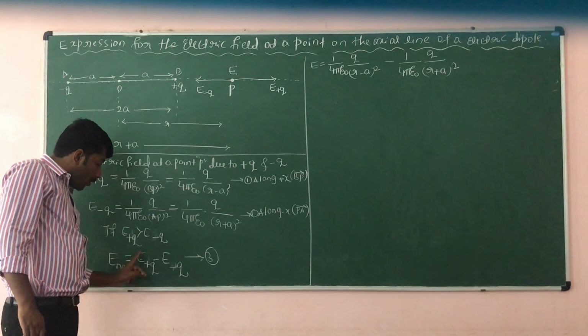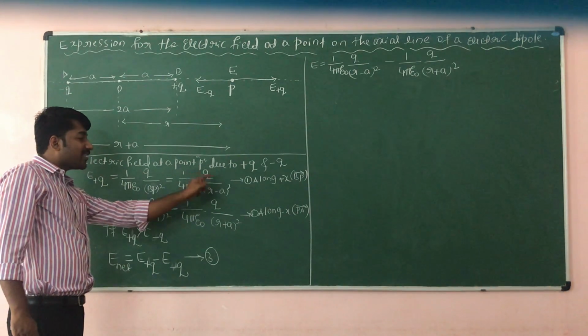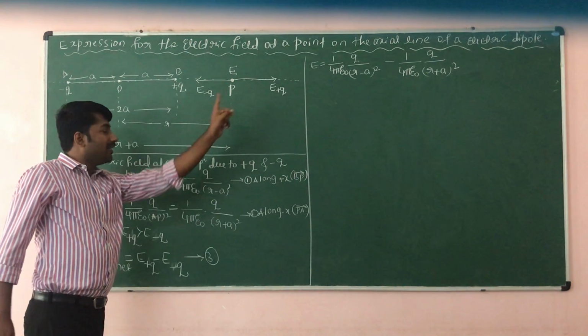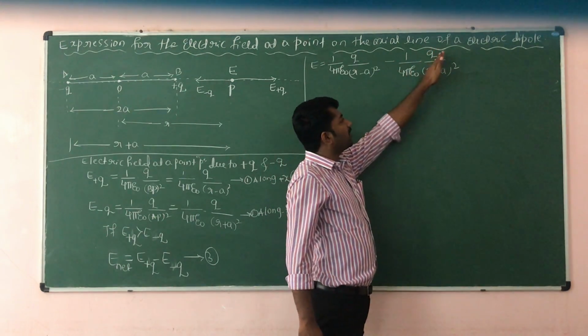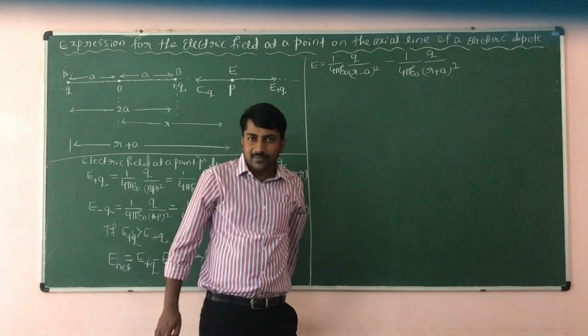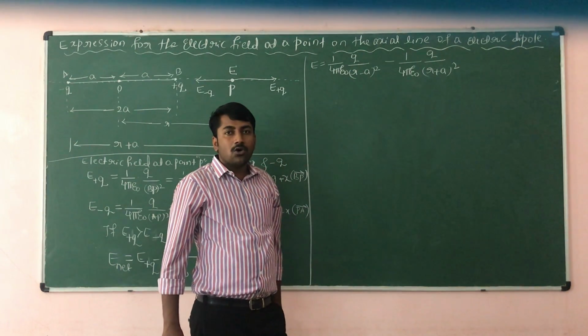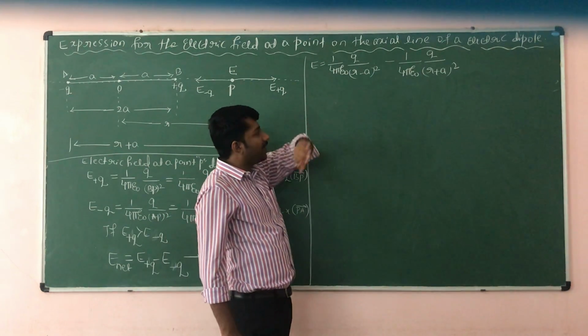Electric field at a point P due to the positive charge is 1 by 4 pi epsilon naught Q divided by (R minus A) whole square. Electric field due to the negative charge is 1 by 4 pi epsilon naught Q divided by (R plus A) whole square. So these are the simple mathematical equations.